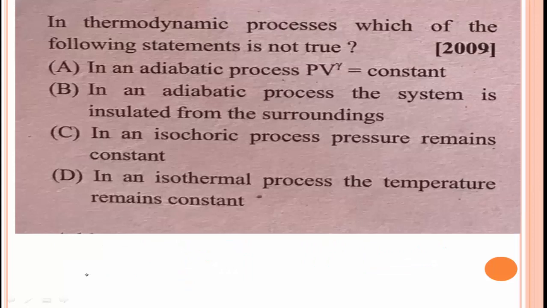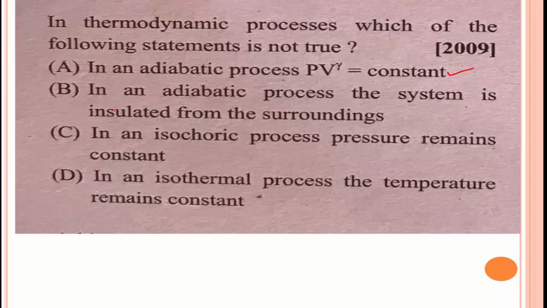The next problem is on a thermodynamic process. In a thermodynamic process, which of the following statements is not true? Option A: in an adiabatic process, PV to the power gamma is equal to constant. Yes, this is right. In this question, we have to find which statement is wrong.